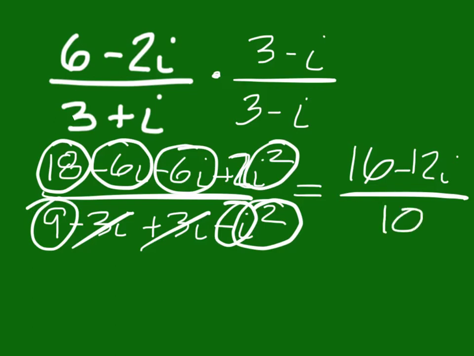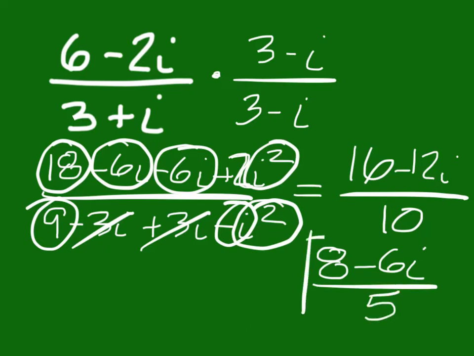You are not finished with the answer. Can anybody tell me why? You can reduce. Yes. What comes out of all of those terms? 2. So you end up with 8 minus 6i over 5.